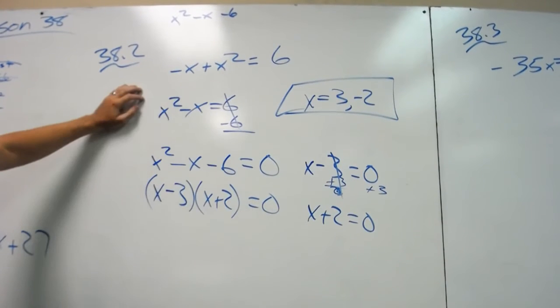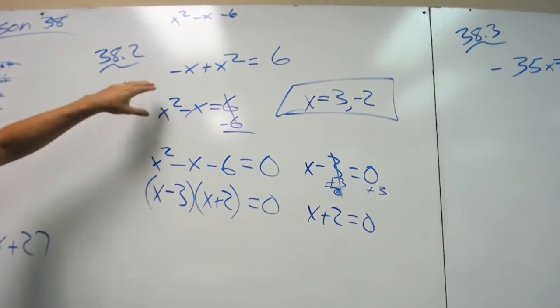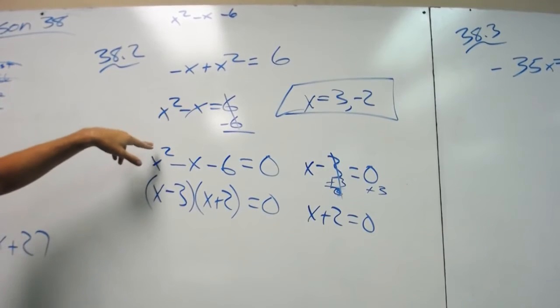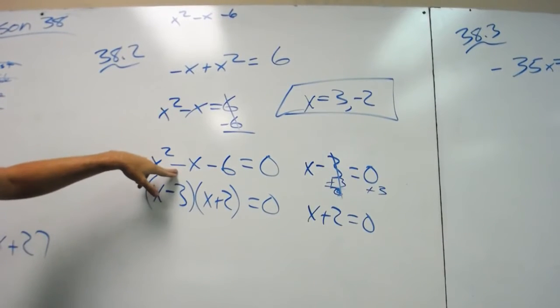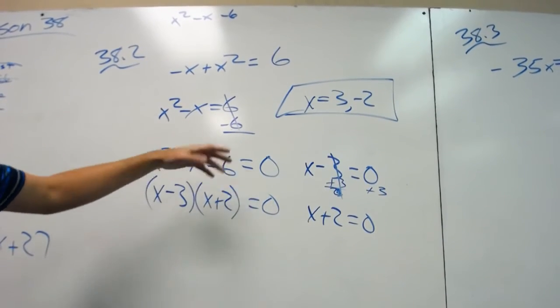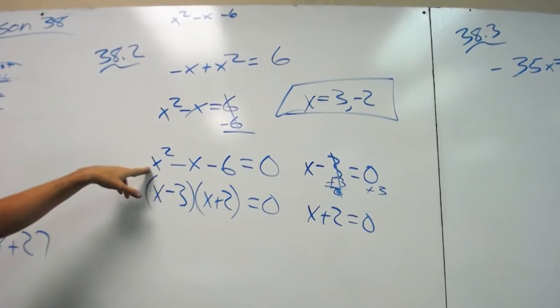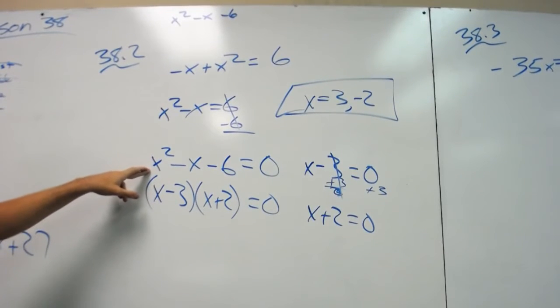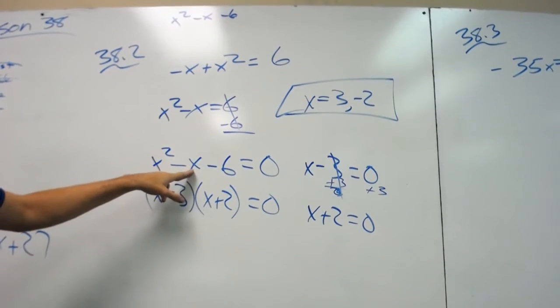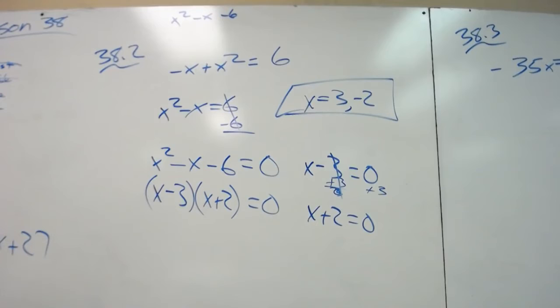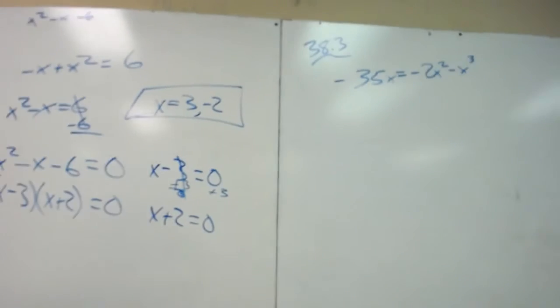I'm not going to do that, but you could plug them in right here. 3 times 3 is 9, minus 3 is 6, minus 6, 0. That one works. Negative 2 would go in parentheses squared. So that'd be positive 4 minus negative 2 is a positive 6, minus 6, 0. So it would work out, but you're always welcome to check it.